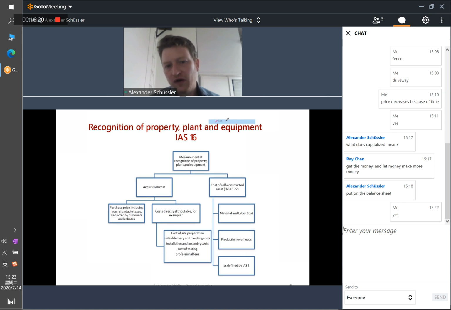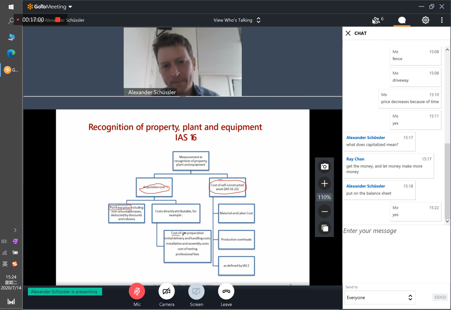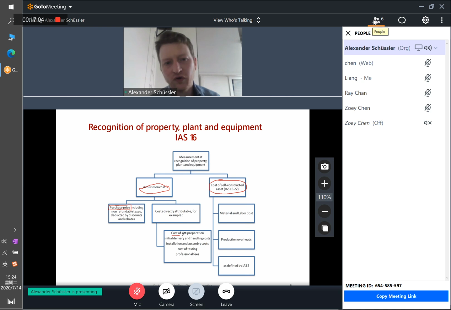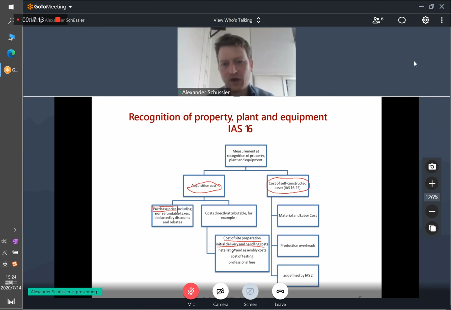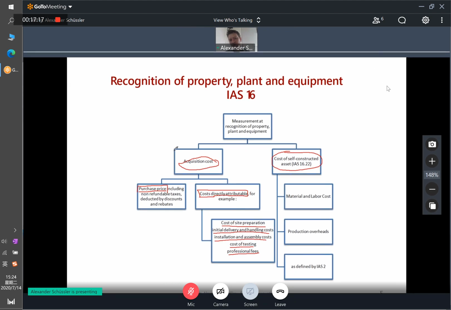We also put on the balance sheet costs that are directly attributable. For example, the costs of site preparation, initial delivery and handling costs, installation and assembly costs, costs of testing, and professional fees. These costs are said to be directly attributable to the asset, so that's why we also put them on the balance sheet. This is for acquired assets, and acquired asset means bought asset, purchased asset.